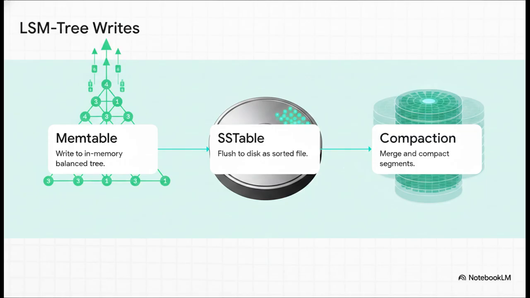And this brilliantly illustrates how that data actually flows. First, when a write comes in, it doesn't even go straight to the disk. It gets added to an in-memory balanced tree called a memtable. This keeps the incoming data perfectly sorted. Second, once that memtable fills up, usually after a few megabytes, it gets flushed down to the disk as a completely new, immutable file called a sorted string table, or SSTable. Finally, step 3 happens quietly behind the scenes. The database periodically merges and compacts these various SSTable segments together to clean up any overwritten data.